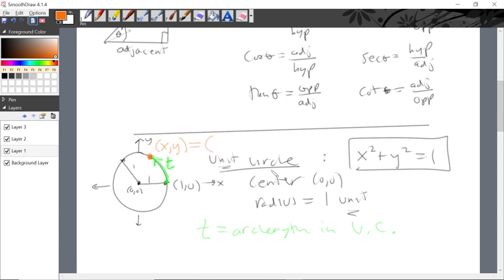In the unit circle, set up this way, the x coordinate is the cosine of that distance t. And the y coordinate of this point is the sine of that distance we traveled t. T is a distance. It is an arc length.